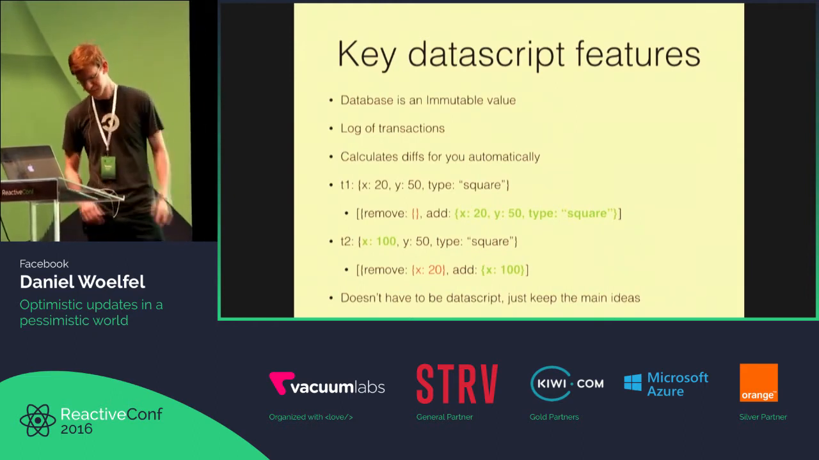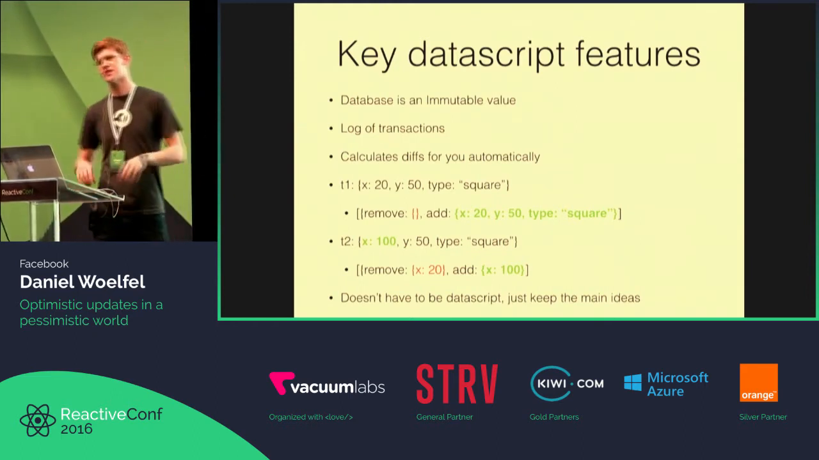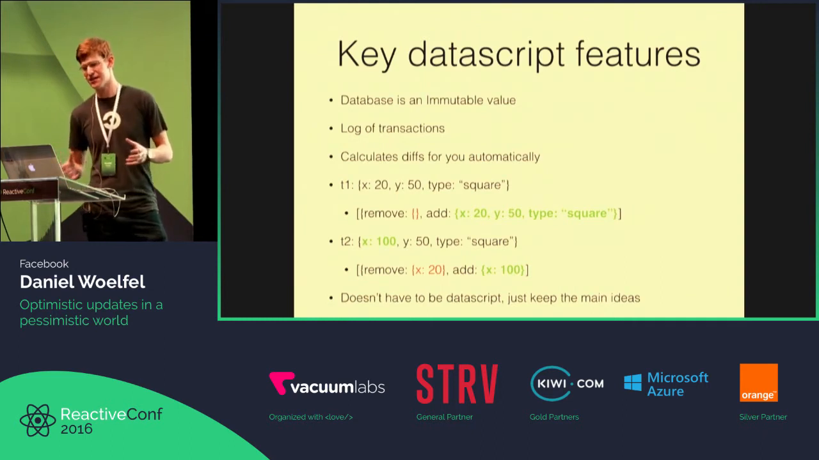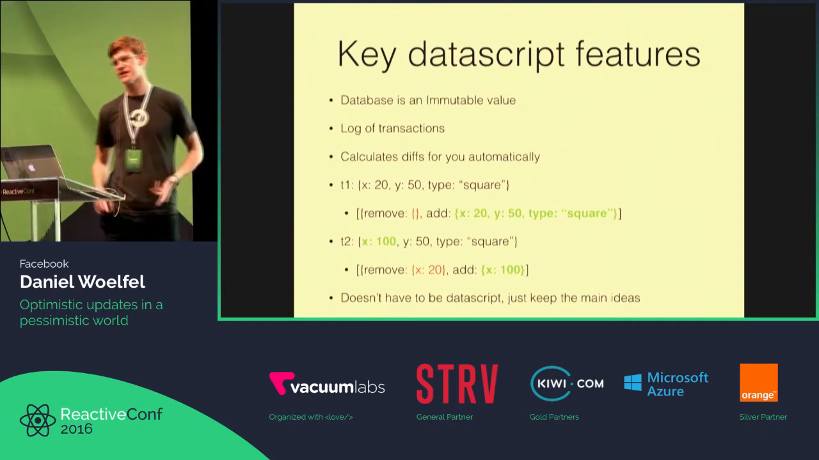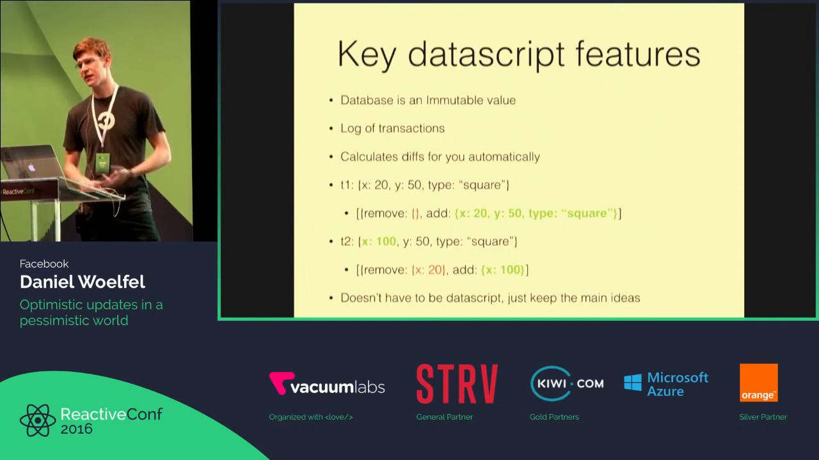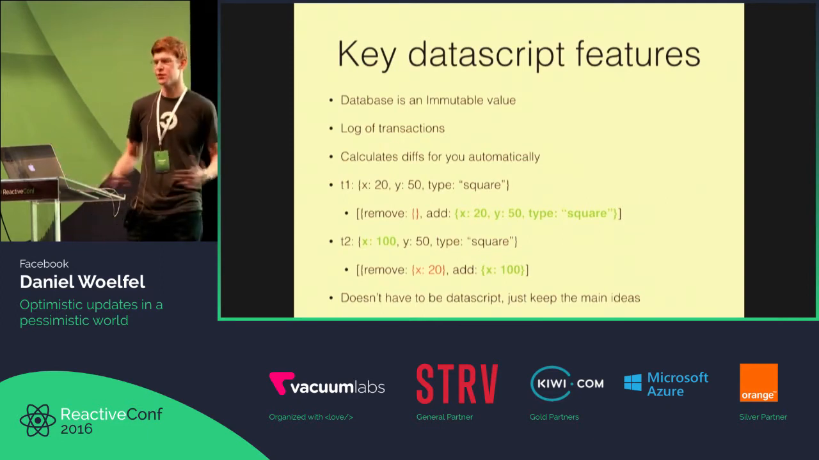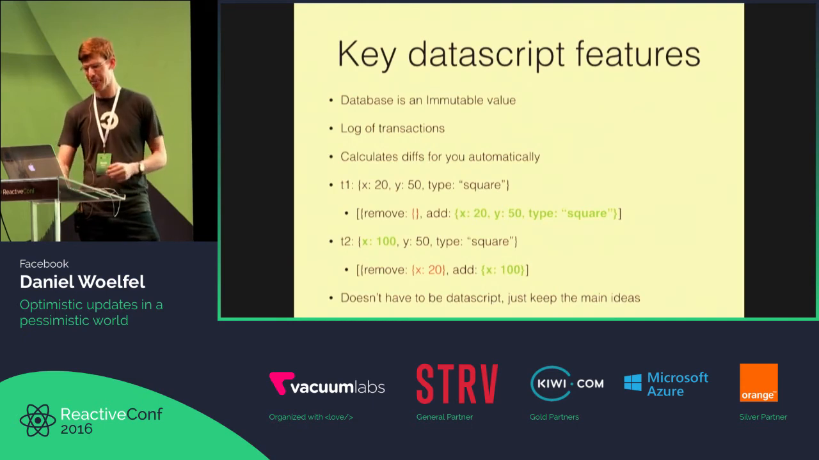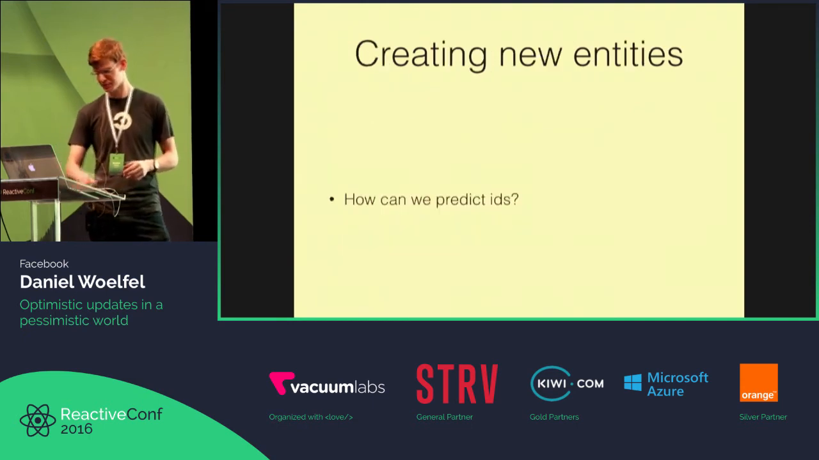I just want to make the point, I'm talking about Datascript because it's a nice concrete thing that you can go look up later. But this doesn't really have to be Datascript. It's just the ideas: the immutable value, the log of transactions, the diff calculated for you immediately. I mean, they could be implemented by a normal JavaScript thing. Datascript is already kind of like Immutable.js on steroids. So if you're familiar with Immutable.js, you have a lot of the concepts. I mean, it's missing the log and the diffs, but it does have the immutable value, which is very important.